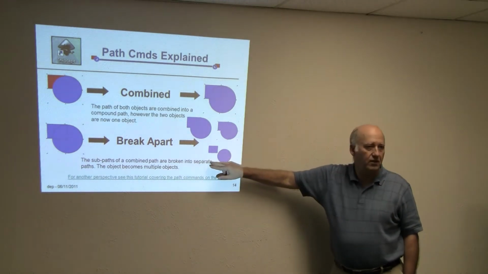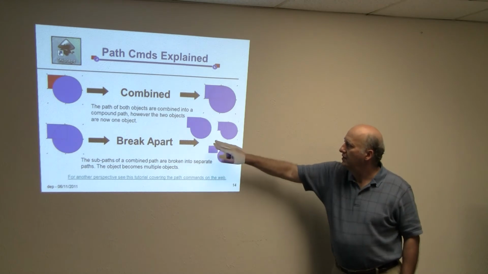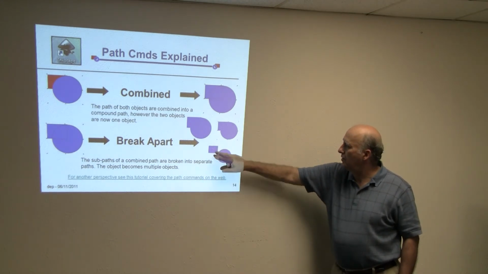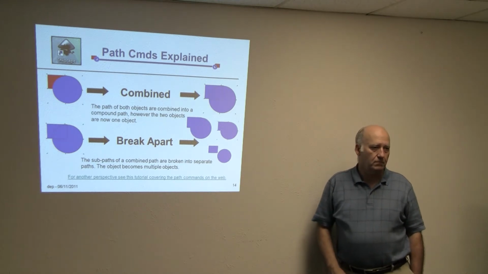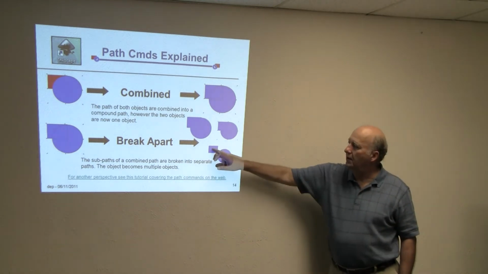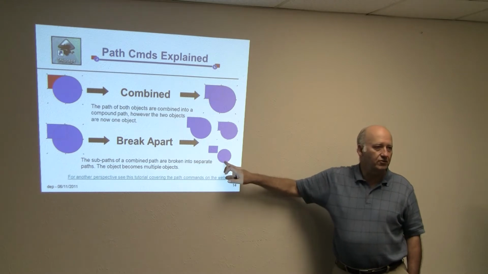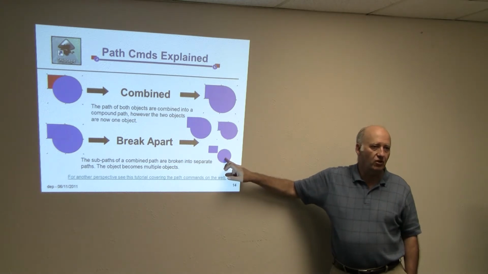Now this is the one I was telling you about. If you have subpaths and you hit break apart, you can actually turn it into two parts again. But remember, is this the same as the original two parts we had way back when? No. They have the fill and stroke of the original object.